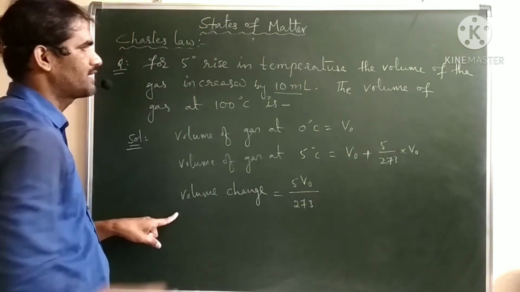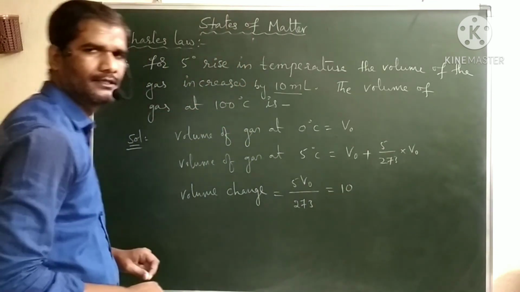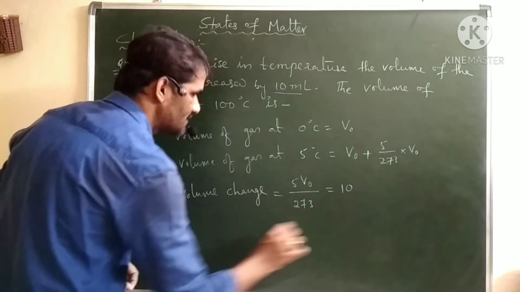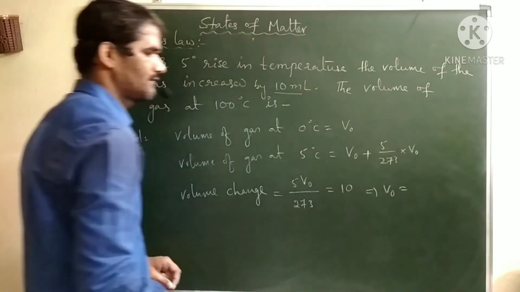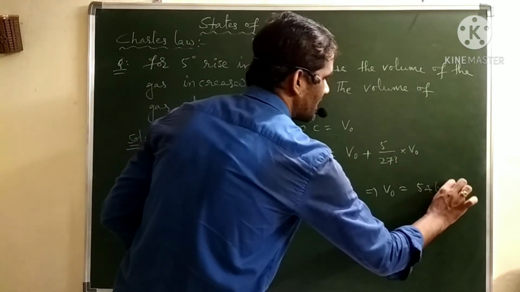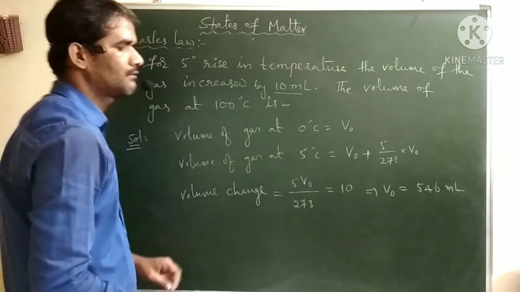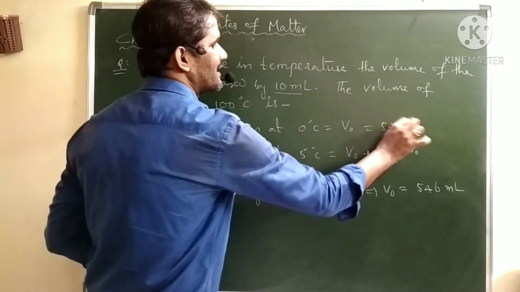Then what is the volume change? It is increased by 10 ml. It is given 10. So from this V0, how much we will get? It is 2 times 273, that is 546 ml. So the volume of gas at 0 degrees centigrade now is 546 ml.